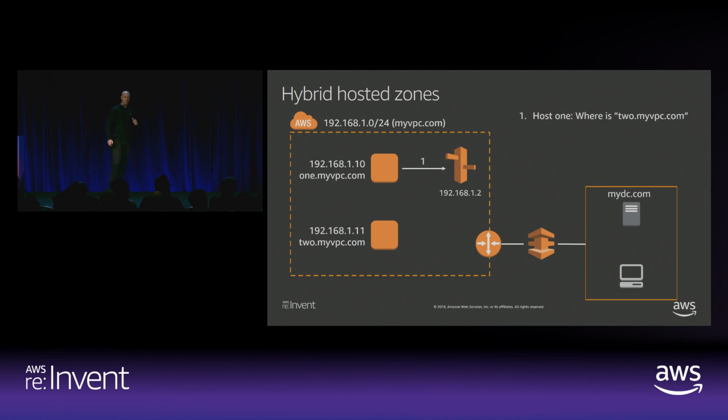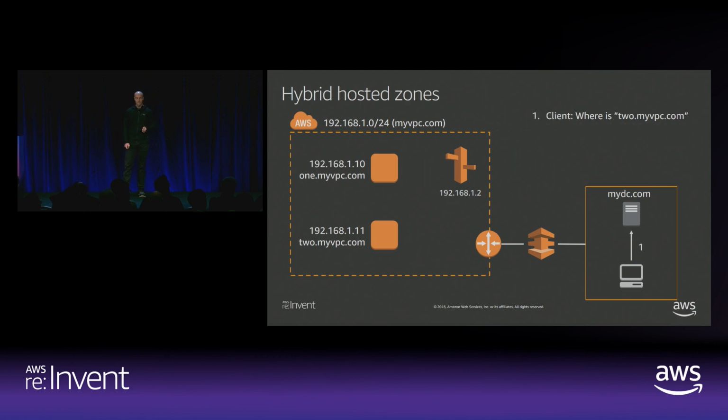If host 1 is trying to reach host 2, it will ask the local VPC resolver where 2.myvpc.com is. The local resolver will reply with 192.168.1.11, the IP of host 2, and it works just fine.